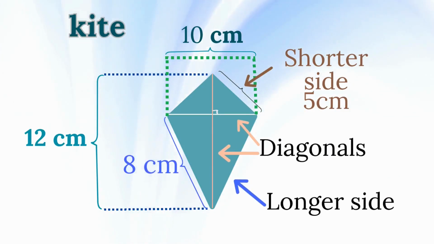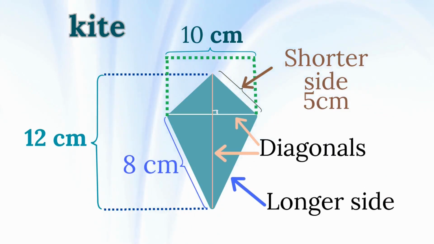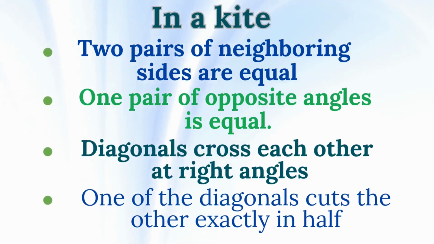Now, let's move to the kite. What is it? A kite is a two-dimensional shape with 4 sides. It's a special quadrilateral made by joining 2 pairs of adjacent sides that are equal in length. In a kite, 2 pairs of neighboring sides are equal. That means one pair shares a common corner, and so does the other pair.